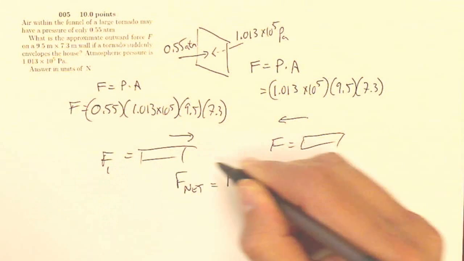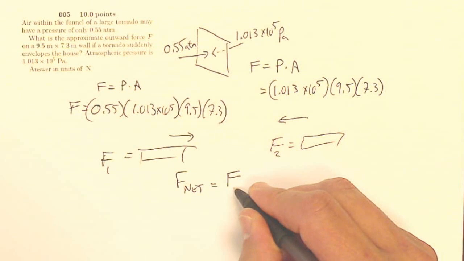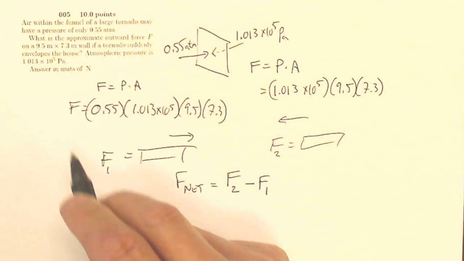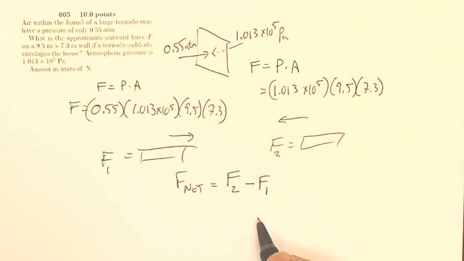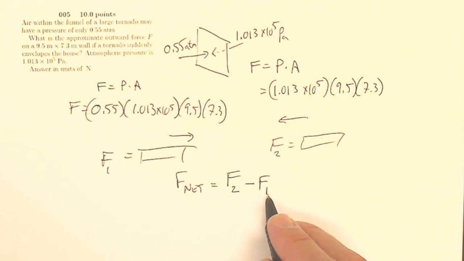I'll call this F1 and F2. So it's going to be F2 minus F1. This approximate outward force is going to be a net force, so it's the difference between the bigger one minus the smaller one.